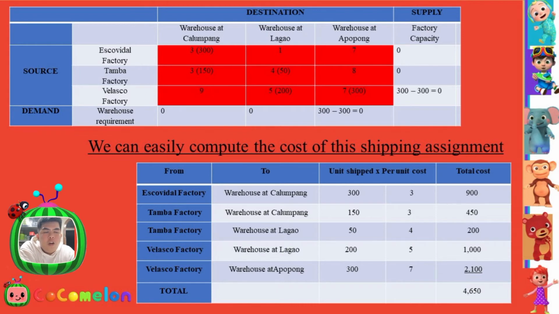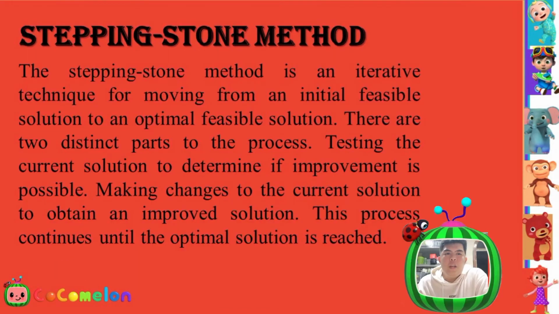And then gawin niyo lang yan hanggang makuha niyo yung total overall cost na 4,650. So now we can proceed to stepping stone method. So stepping stone method is an iterative technique for moving from an initial feasible solution to an optimal feasible solution. There are two distinct parts to the process: testing the current solution to determine if improvement is possible, then making changes to the current solution to obtain an improved solution. This process continues until the optimal solution is reached.